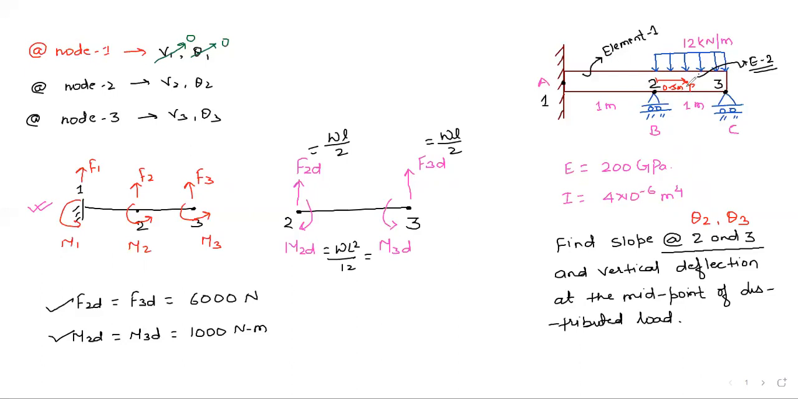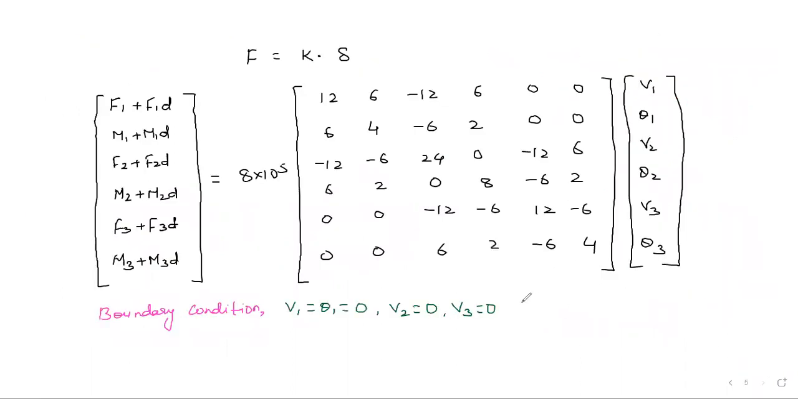Here the slope may be there, but there will be no vertical displacement because this is a hinge support. It will not allow you to go down. It will only allow you to move in the x direction or rotate. Only these two are possible, but here vertical displacement is going to be 0. That's why V2 is also 0, V3 is also 0. Next boundary condition we will see.